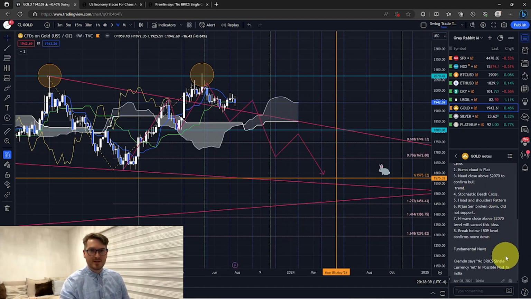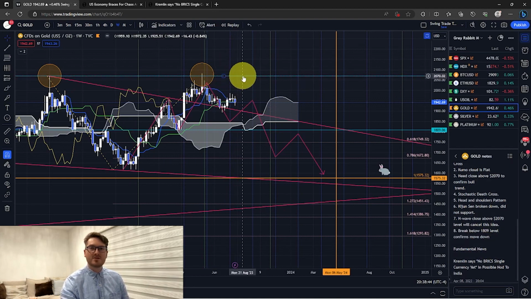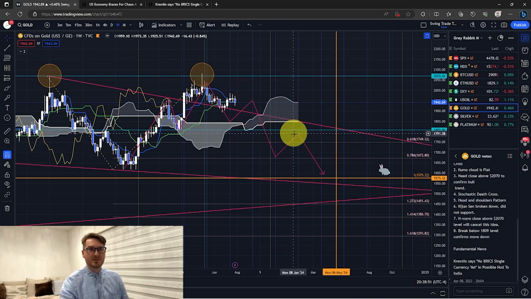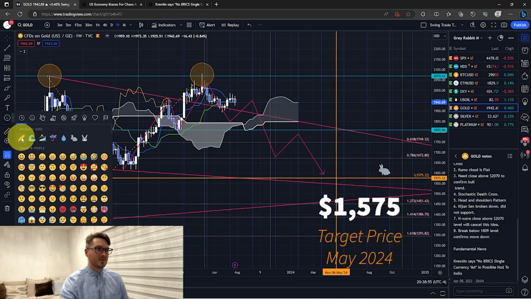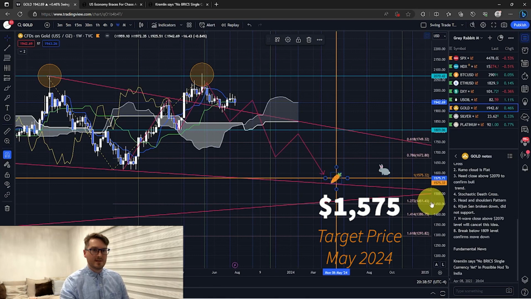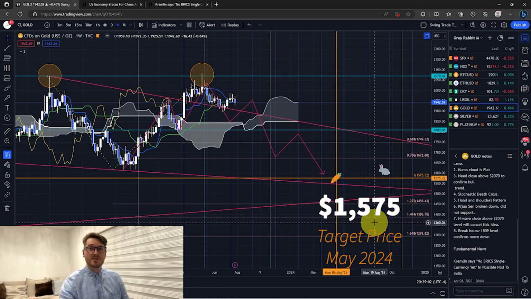And let's see what else we had. If we have an N wave close above this $2,070 level, that's going to cancel this idea out. But if we have a break below this $1,809 level, that's going to confirm our move down to this level here, which is where we're going to get the carrot. And that is the $1,575 level. And I'm expecting to reach that level around May 2024.